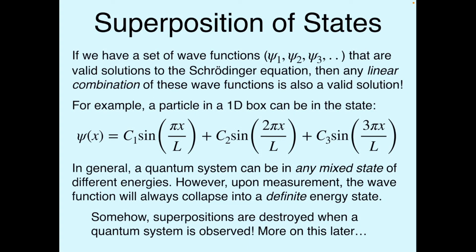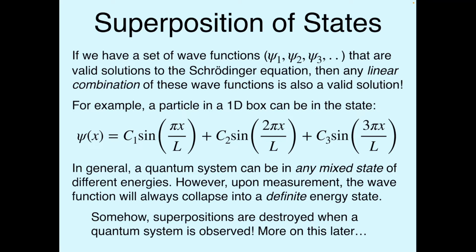Now, before we go on to the next example, I want to talk a little bit about superposition. Now, this is something that we saw way back when we were studying mechanical waves back in chapter 16, and it's going to be coming into play here again. So let's say that we have a set of wave functions, call them psi1, psi2, psi3, and so on. And every one of these wave functions is a valid solution to the Schrodinger equation. If that's the case, then any linear combination of these wave functions is also a valid solution.